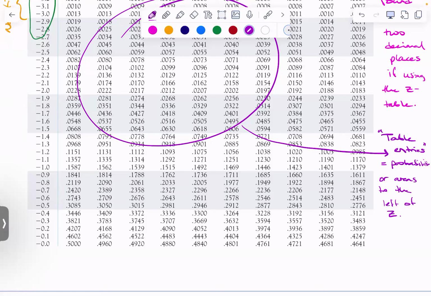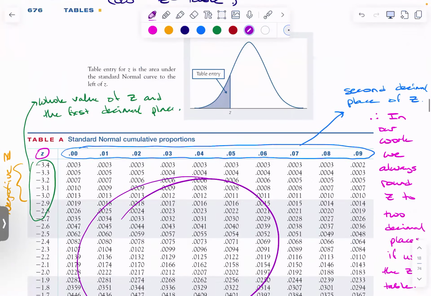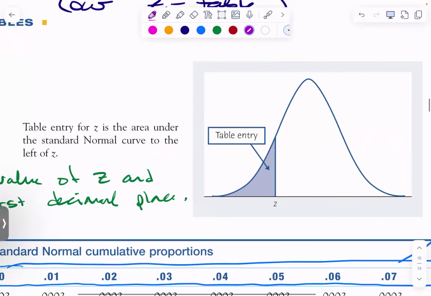And the reason I like this table is because it's got this little guide. And if you learn to embrace it and don't just ignore it, it can help remind you of what the table is giving you, right? Here, the table entry is the area under the curve, or the probability to the left of the Z that you gave it. It's even got this description here: the table entry for Z is the area under the standard normal curve to the left of Z.